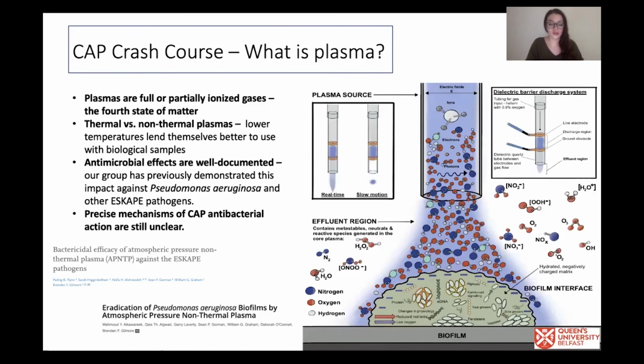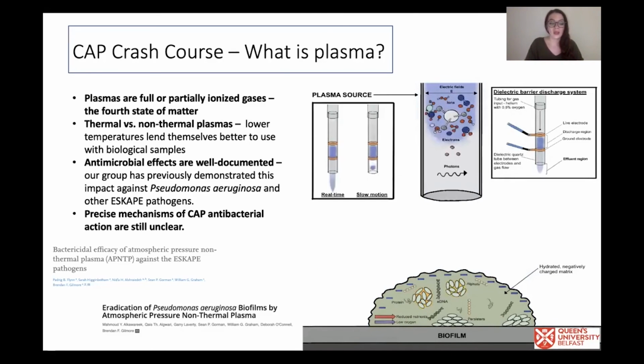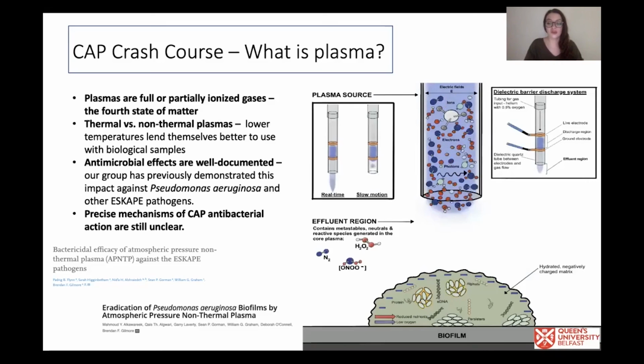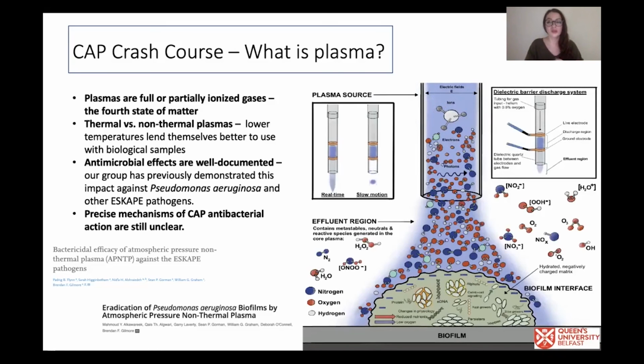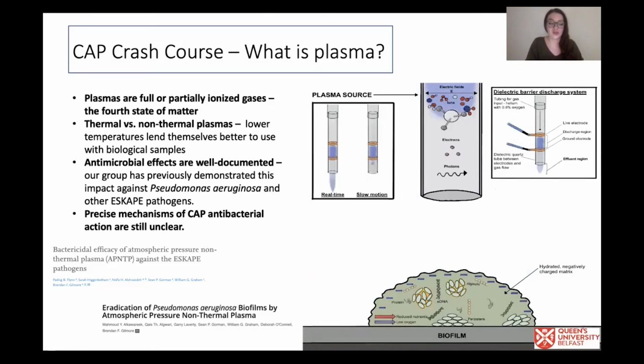Helium and oxygen are flowed through to generate a plasma plume, as seen in purple, under which we treat our samples. The jet runs between 35 and 40 degrees Celsius, so it's not really cold, but we use the terminology to differentiate between these and thermal plasmas, which reach tens of thousands of degrees.